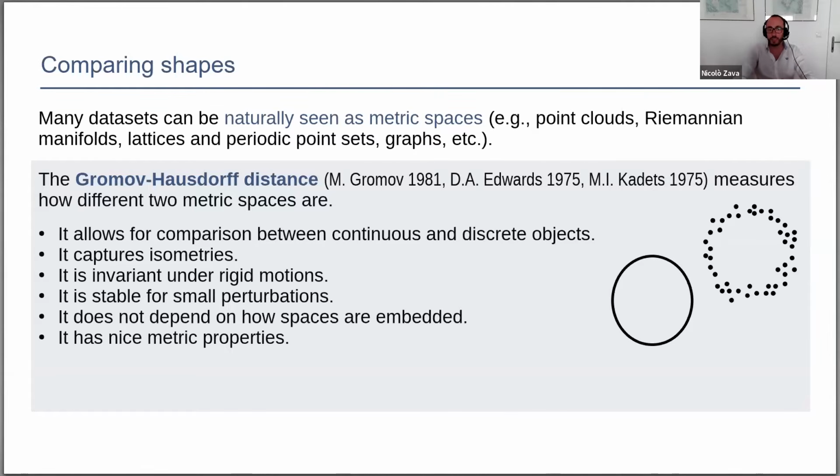Another very important property is that it doesn't depend on where these spaces are. You can imagine, I have a point cloud, a finite subset of R^n, and I want to compare two of these. With the Gromov-Hausdorff distance, you can do it in such a way that it doesn't depend on the fact that you are realizing it in R^n. And of course, it's called a distance, so it has nice metric properties. Also, the space of all compact metric spaces has nice metric properties.